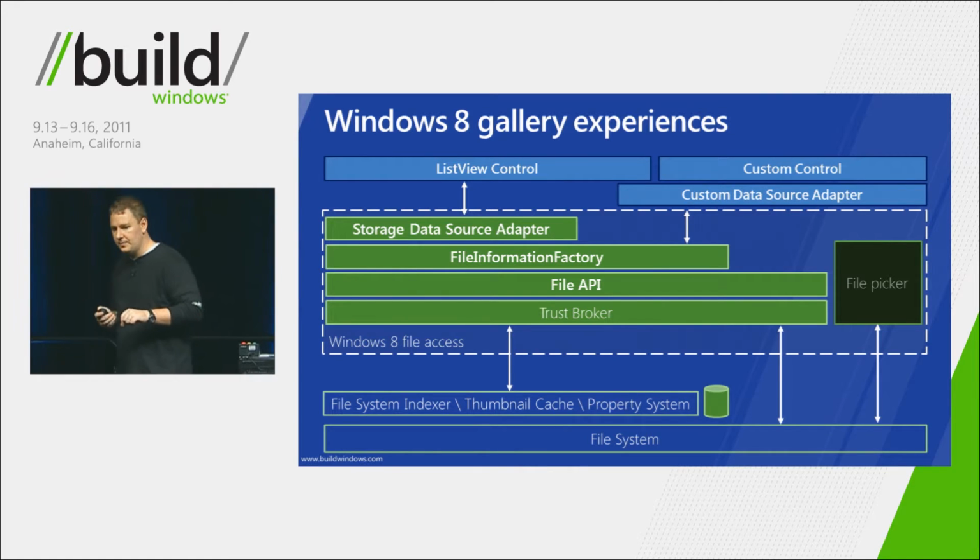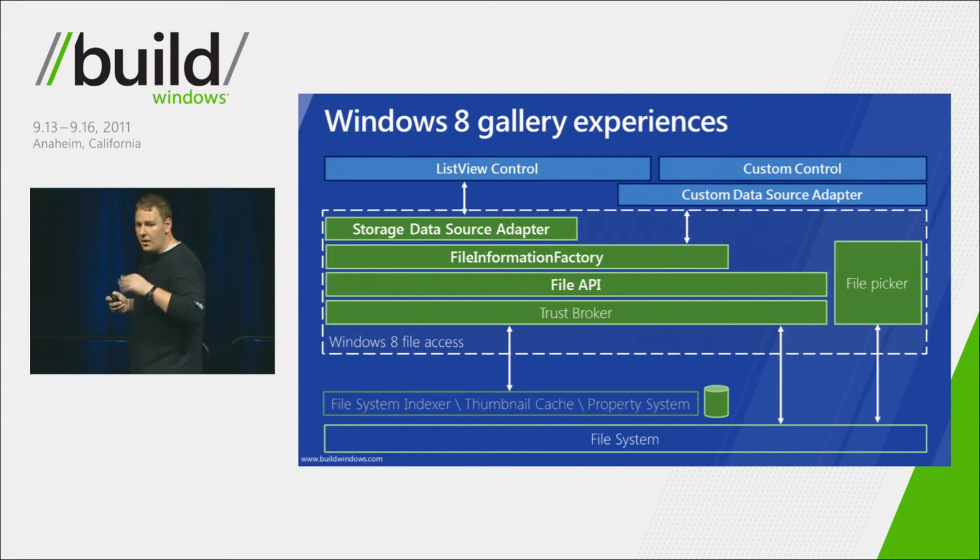with a bare minimum of code. Now, beneath all the file access APIs are the core Win32 things that you don't actually need to worry about, but will be working on your behalf. These are the file system indexer, the thumbnail cache, and the property system. The way to think about these is that these are all very smart caches that enable your content to appear very fast without directly accessing and cracking open a file.